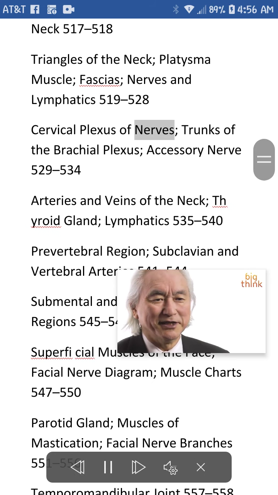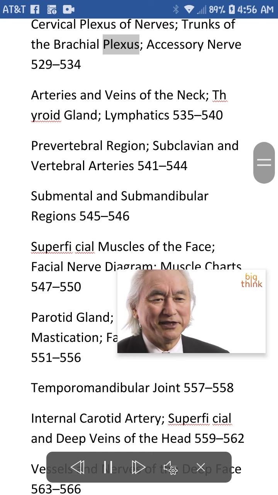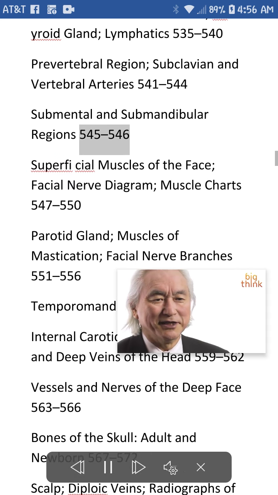Cervical plexus of nerves, trunks of the brachial plexus, accessory nerve, 529 to 534. Arteries and veins of the neck, thyroid gland, lymphatics, 535 to 540. Prevertebral region, subclavian and vertebral arteries, 541 to 544. Submental and submandibular regions, 545 to 546.